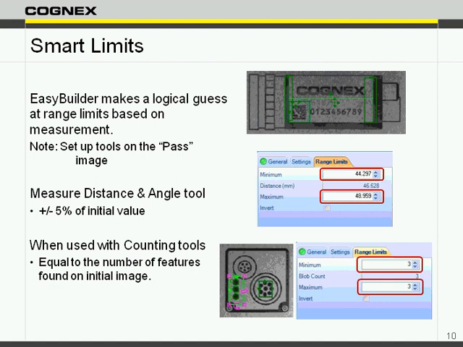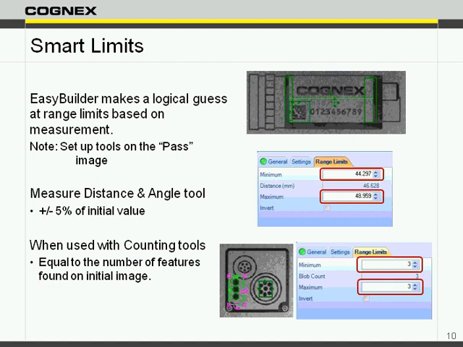Smart limits is also something new within 4.1 EasyBuilder. In previous versions, it always just put in default values or values of 0. And then you had to go in and figure out what the limit should be. For example, in this case, here's a distance in millimeters. In the past, the minimum and maximum would be set at 0. You would most likely measure a good distance and a bad distance and then figure out what the tolerance should be and put in those values.